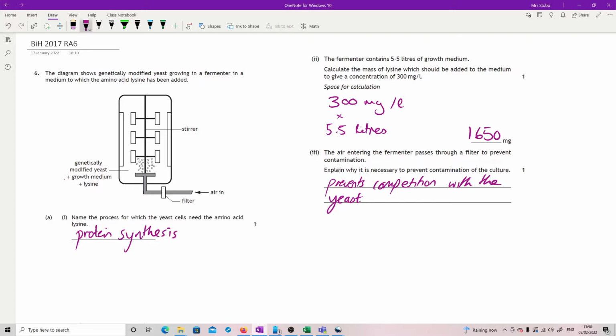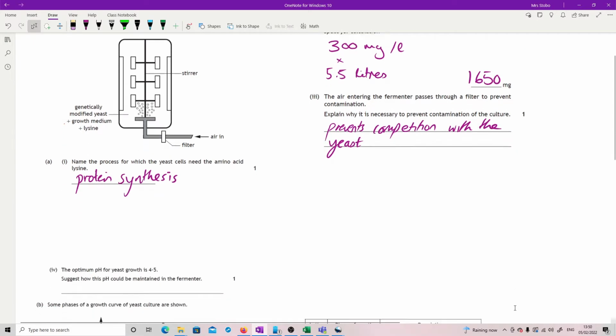The other thing is that obviously if there's competition with the yeast, then the yeast numbers might decrease, and you also might end up with things that you don't want to have in the solution. So you might end up with things that the contaminants are producing which are damaging to us if we're going to eat this or use this.